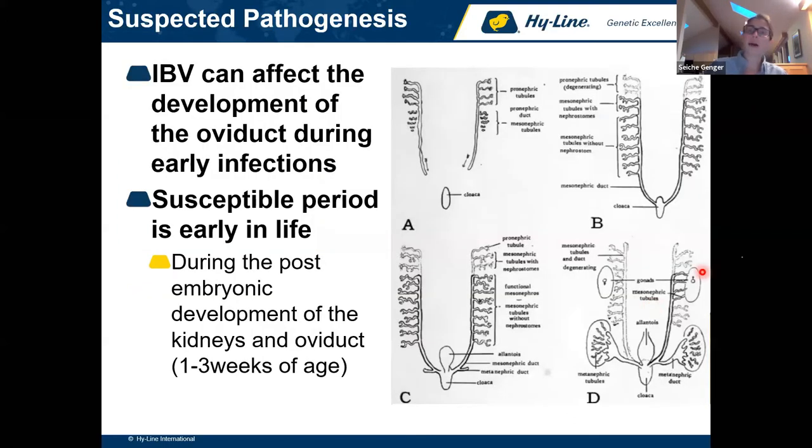But what we think is happening, the suspected pathogenesis, it hasn't been proven 100% yet, but we've got several research projects going on it across the scientific community, is that we think the bronchitis virus is actually affecting the development of the oviduct during early infections. And so what's going on is during the post-embryonic development of the kidneys and oviduct between 1 to 3 weeks of age, this virus is coming in and destroying a lot of those cells that are differentiating, and then that's creating problems. So they never develop correctly, but we don't ever see the result of that until they're much, much older.